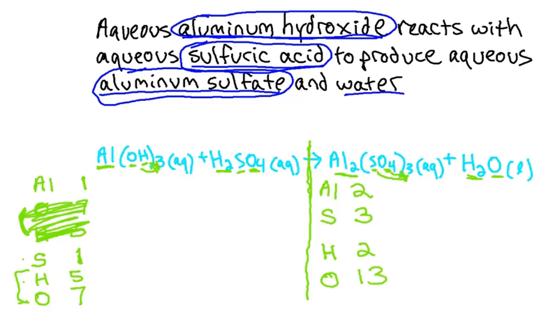So you have aluminum 1 on the left side, 2 on the right side, sulfur 1 on the left side, 3 on the right side, hydrogen 5 on the left side, 2 on the right side, and oxygen 7 on the left side, 13 on the right side. So first we're going to do the top one. We're going to do the aluminum. So there's only 1 here, and there's 2 on the right. So what do we need to do? We need to change this aluminum hydroxide to 2 aluminum hydroxides.